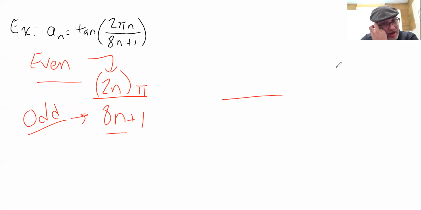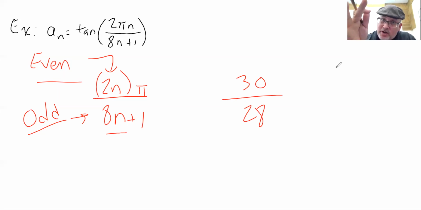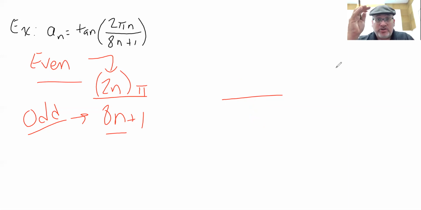If we had something like 30 over 28, then the top is an even number, but when you reduce it, it would be 15. But an odd number can never reduce to an even number because an odd number is not divisible by 2 by definition, and reducing it down wouldn't suddenly make it 2.